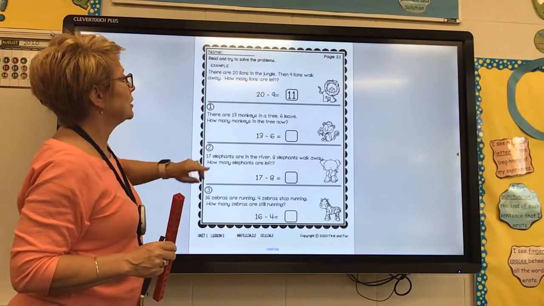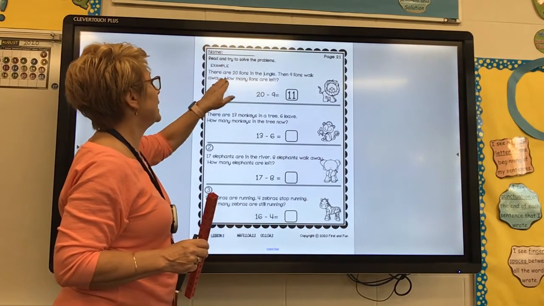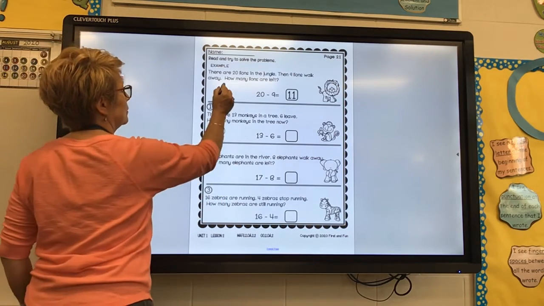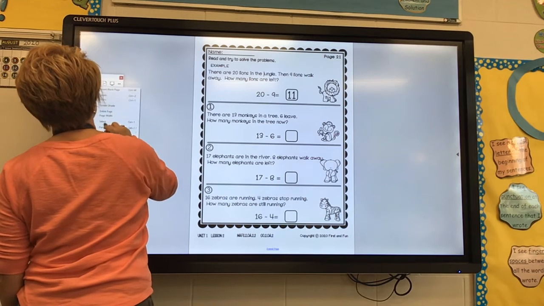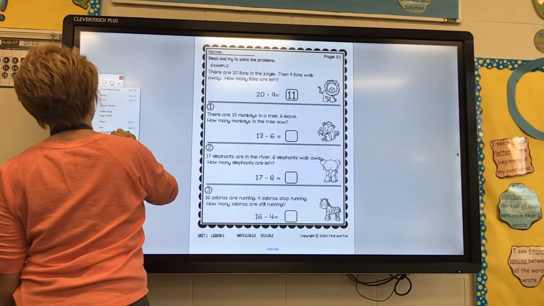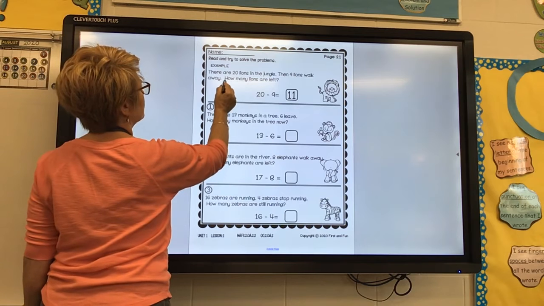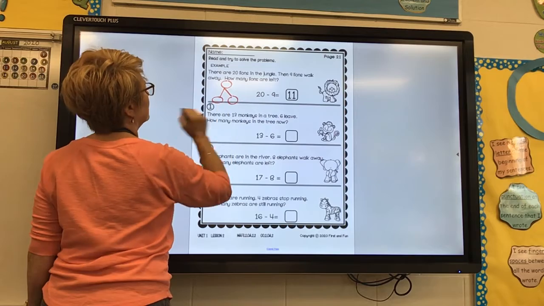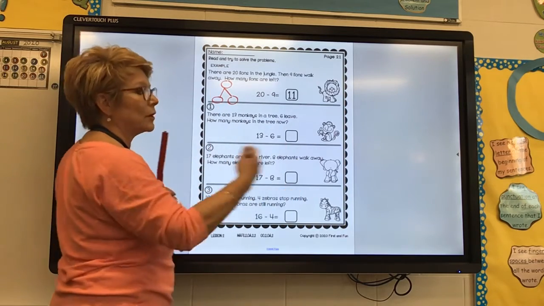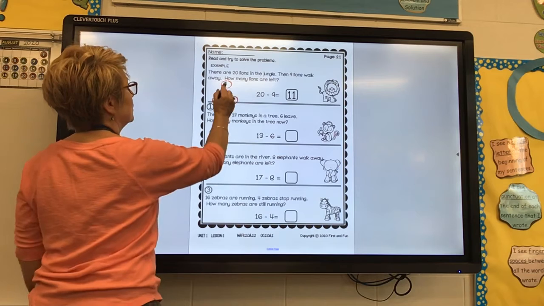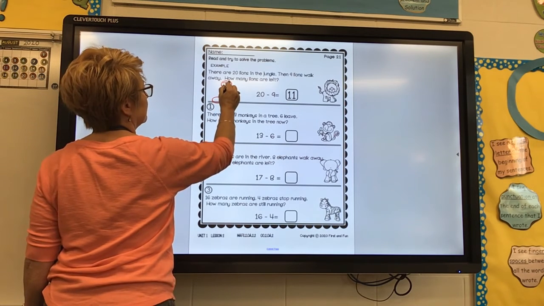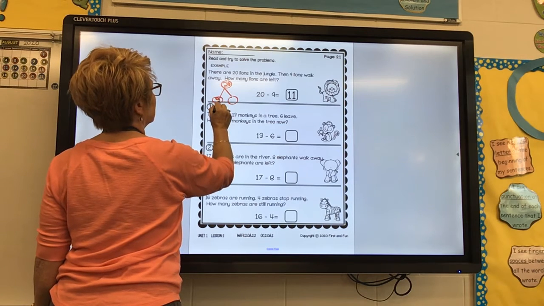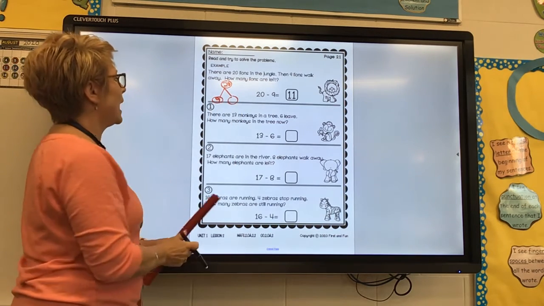There are 20 lions in the jungle. Then 9 lions walk away. How many lions are left? We're starting with our whole, aren't we? We're starting with our whole. So if I was going to do a number bond or a bar model, I have 20 lions and some are leaving, so I know it's not going to get any bigger. So my 20 goes on top. 9 walk away, but I don't know how many.